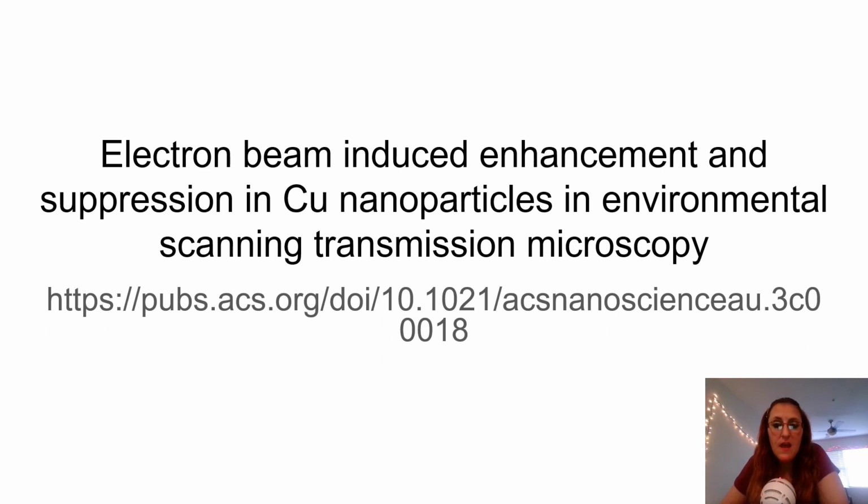Electron beam induced enhancement and suppression in copper nanoparticles in environmental scanning transmission electron microscopy.